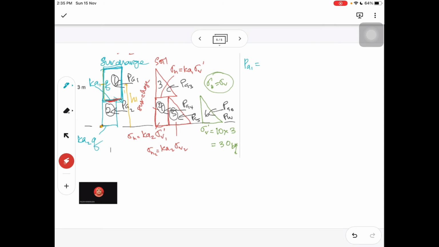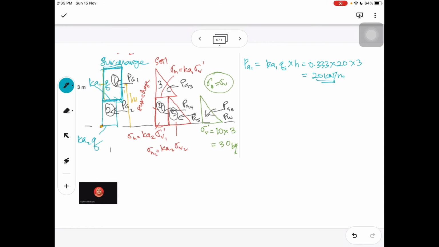The base is KA1 Q times the height. Okay, the height is 3. So KA1 is 0.333 times Q 20, and then times 3. So PA1 is 20 kilonewton per meter.